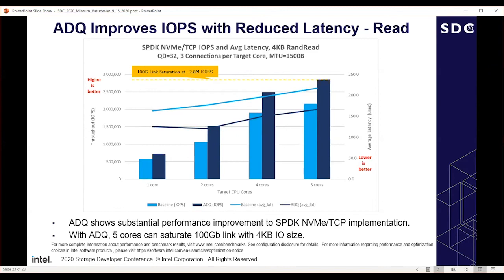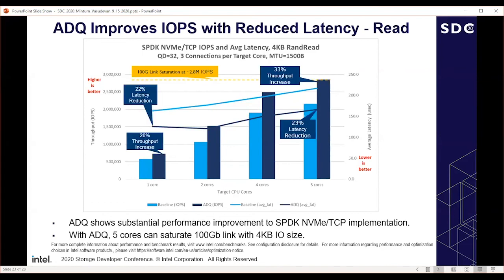a given platform. And what you can see here is that we're able to get to the wire rate of 2.8 million IOPS with, in this case, 5 cores on the platform, which is pretty impressive performance. And if you look at the secondary y-axis, it shows the average latency as shown by the lines on the chart.